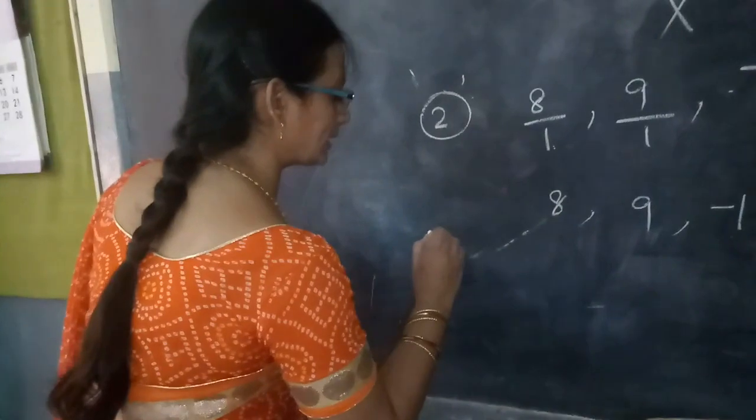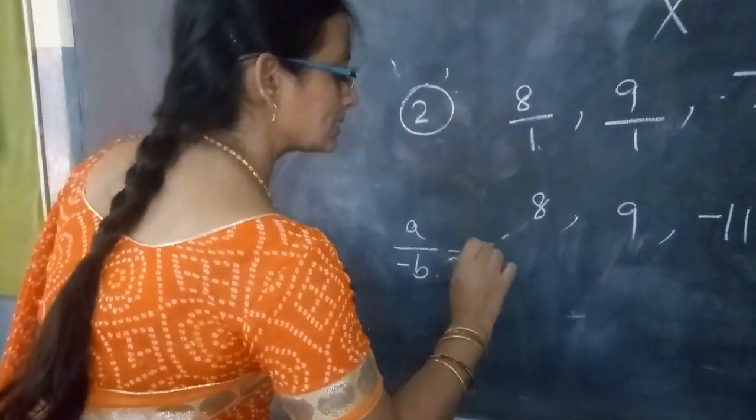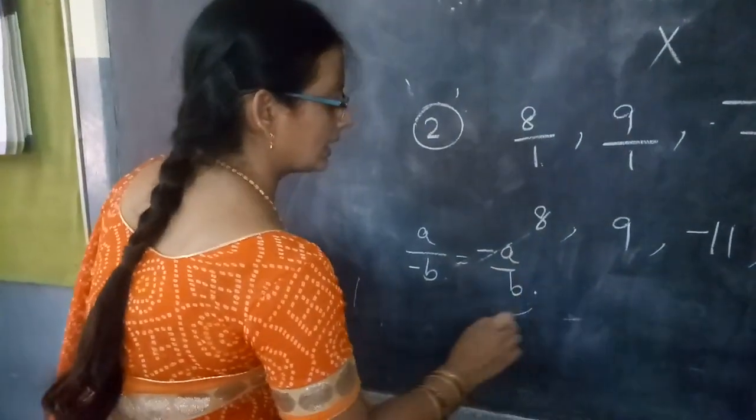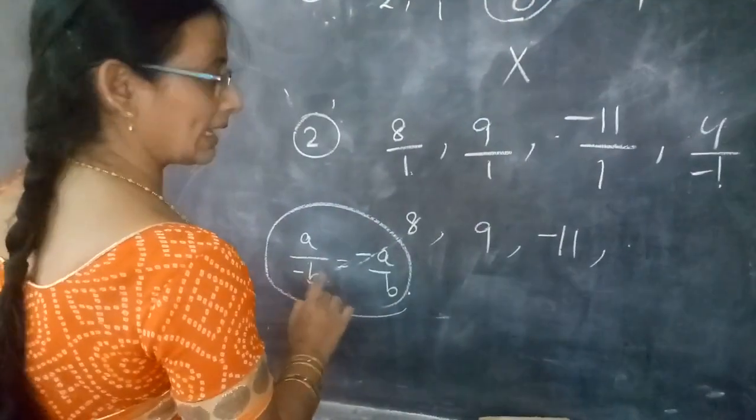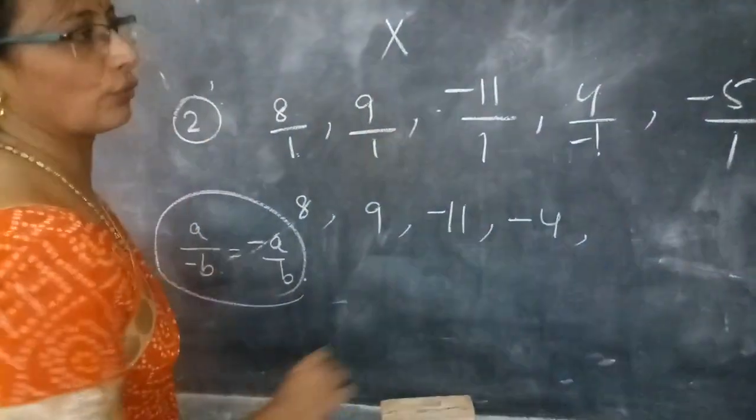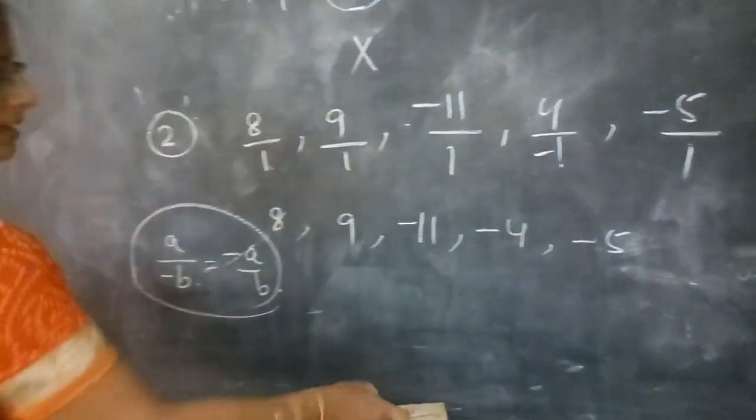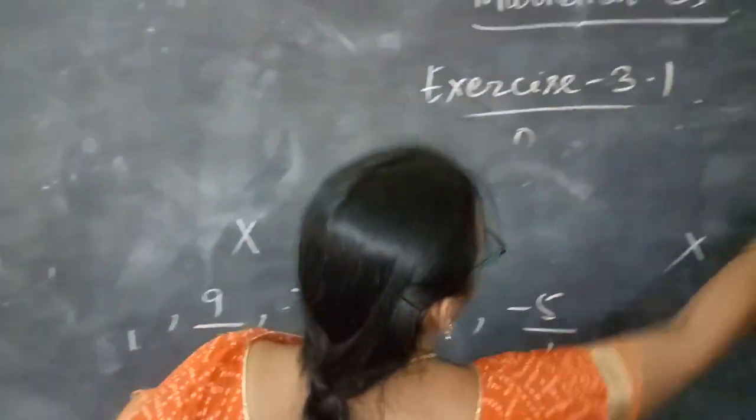I told you a point that a by minus b is same as minus a by b. Do you remember or not? So keeping this in mind, you can write it as minus 4 and the next one is minus 5.